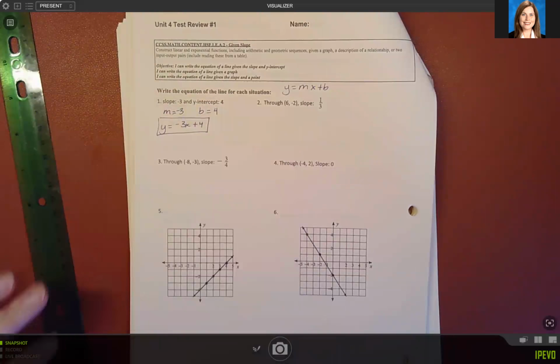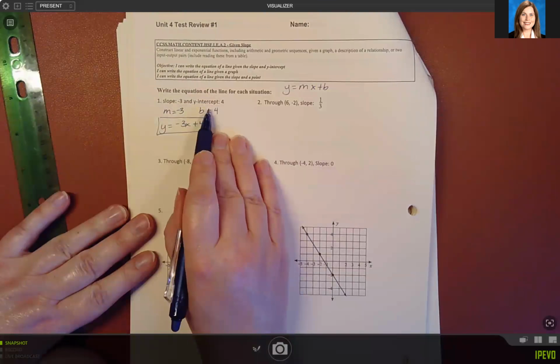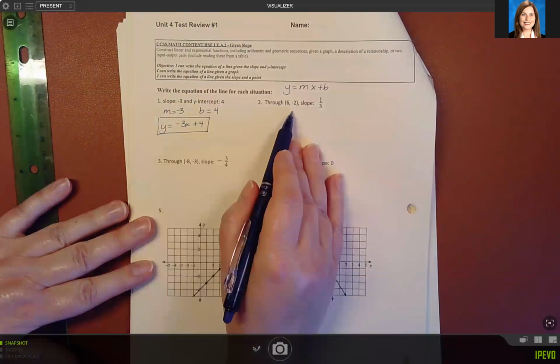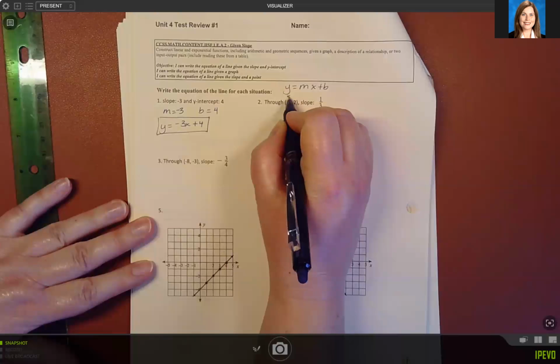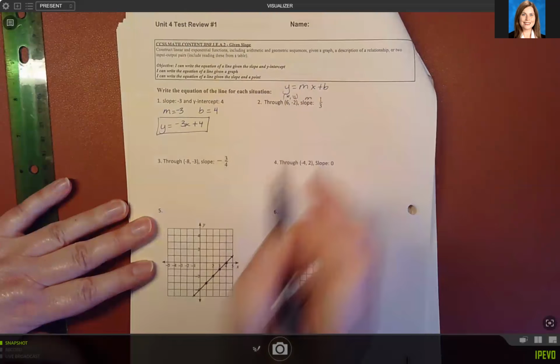Number two, we have write the equation of the line that goes through the point (6, -2) and has a slope of 1/3. So here we're not given the y-intercept like we were in number one, but we're given enough information that we can figure that out. So we are given an x, y, an ordered pair, and we're given the slope m equals 1/3.